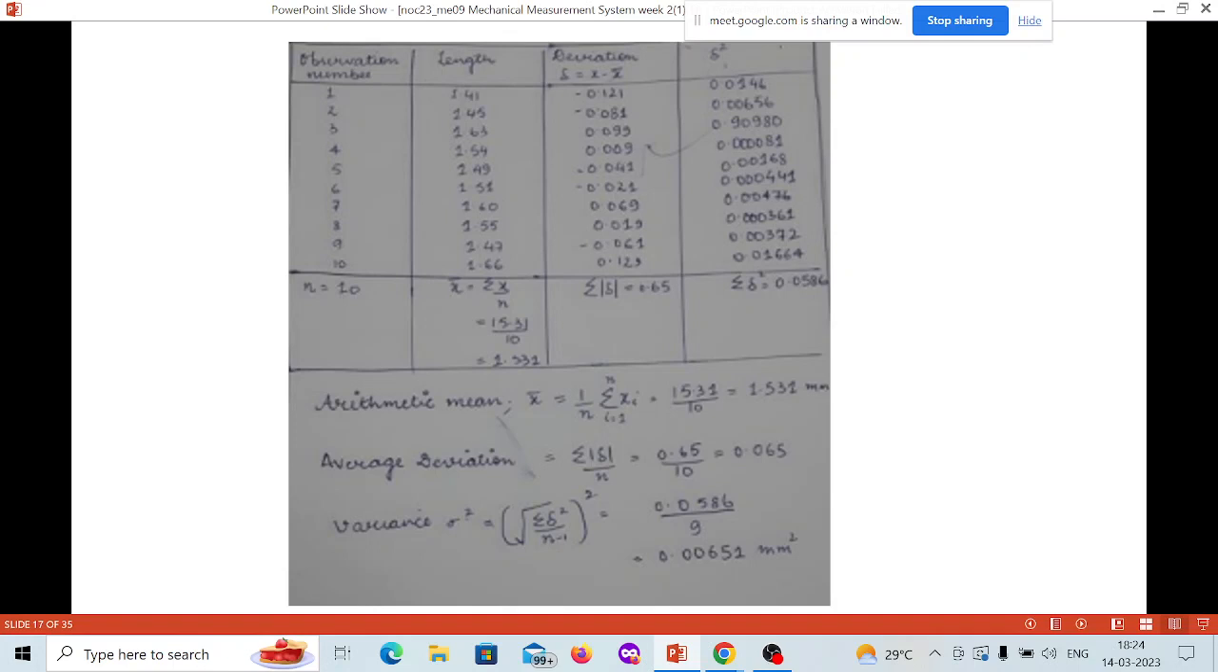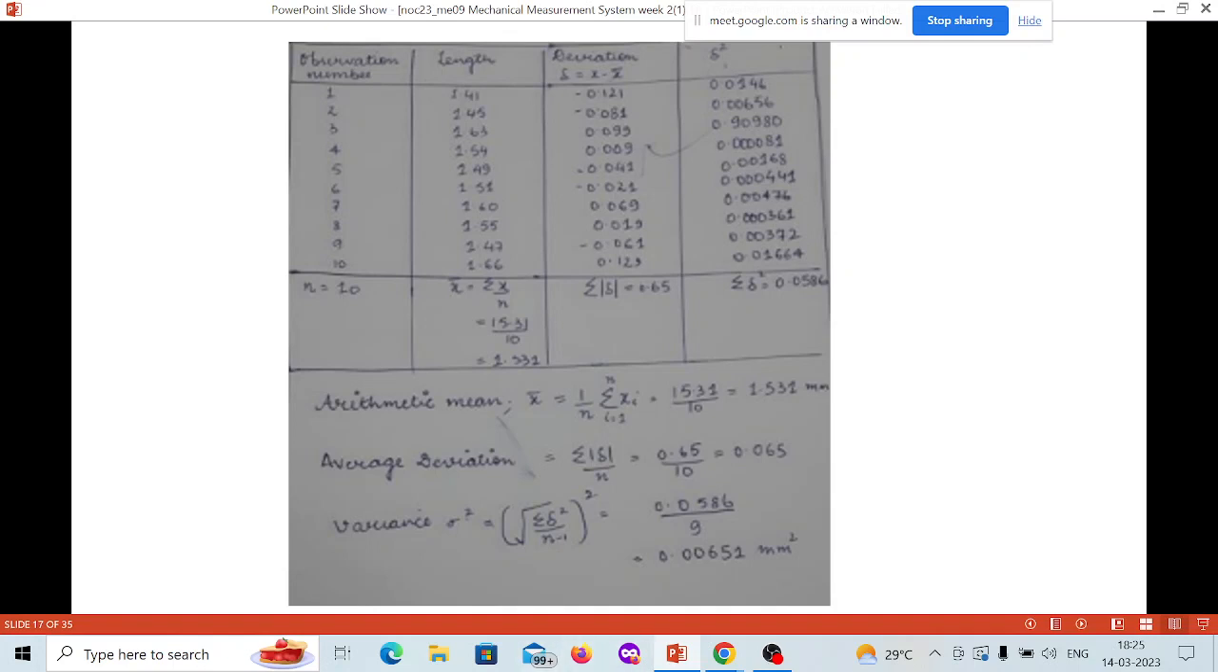Then you have to square the deviations. So 0.121 squared is 0.0146, and 0.081 squared is 0.00656, and so on. The summation of the deviations is 0.65, and the summation of the squared deviations is 0.0586. The arithmetic mean is the sum of all values, 15.31, divided by 10, which is 1.531, which was used to calculate the deviation.